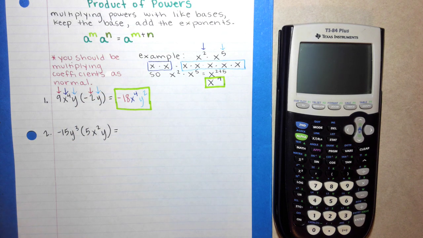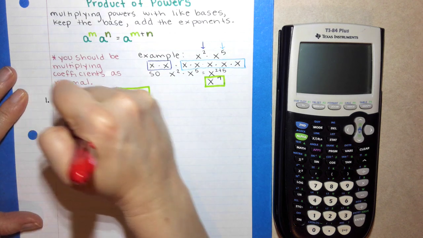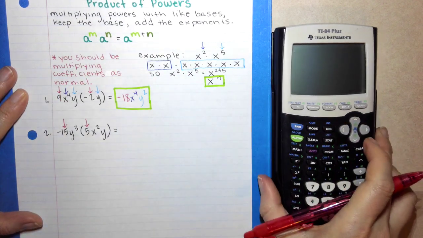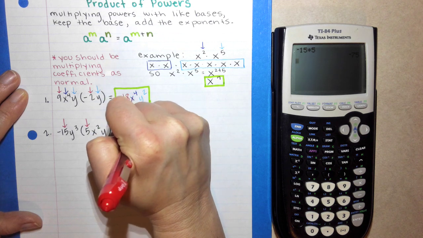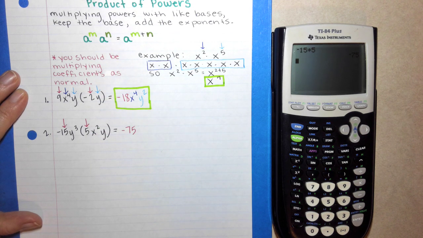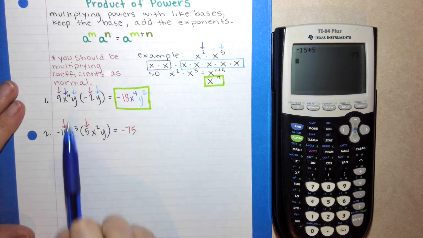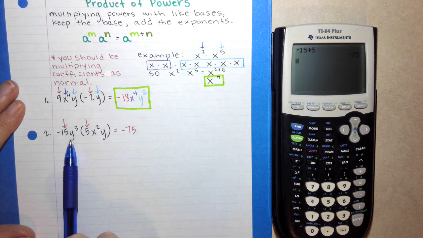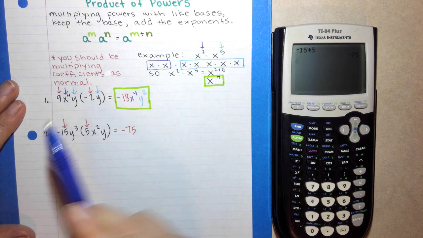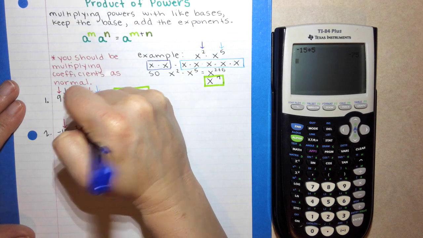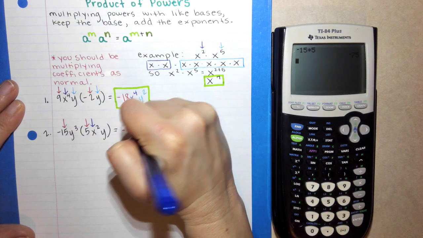All right, so once again, I'm going to multiply coefficients by coefficients. So I'm going to use my calculator. I'm going to multiply negative 15 times 5, and I get negative 75. Then notice right here, it's similar to this one, only this time the negative 15y cubed came first. But look right there, there's an x squared, and this one doesn't have an x term, like an x in the monomial. So I'm going to bring that x squared over.